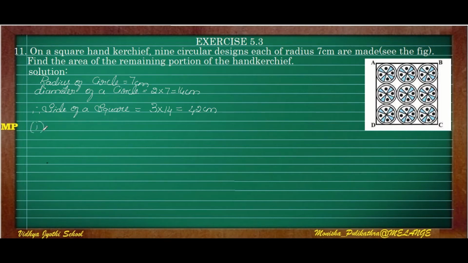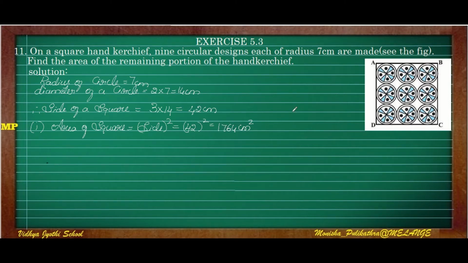Next we need to find out the area of a square. Area of a square is given by formula side square. Since we have already found out the side of a square, which is equal to 42, so 42 square is equal to 1764 centimeter square. This is the area of square.